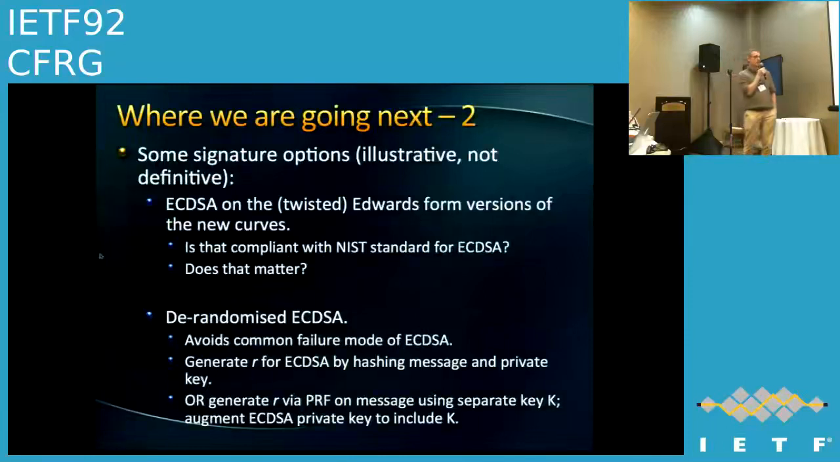This is a common failure mode for ECDSA, and actually it's rather easy to avoid, at least in principle, by generating the random value R, instead of using a PRNG or a true randomness source, by hashing together the message and the private key. Or potentially by applying a PRF to the message using a separate symmetric key K, which then becomes part of your private key. So you have to augment your private key in that case.